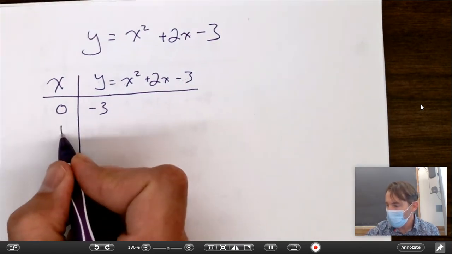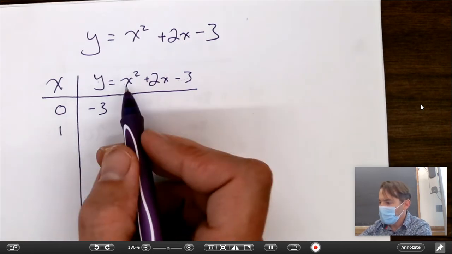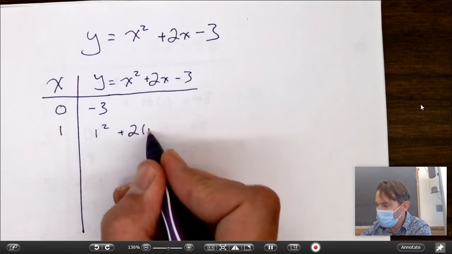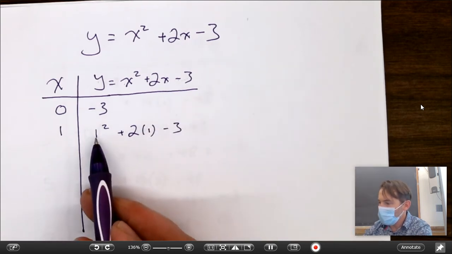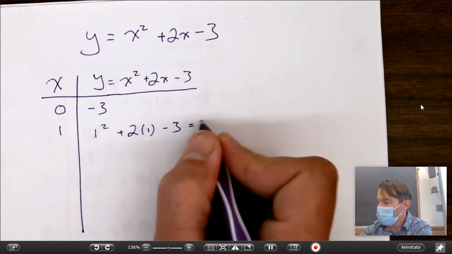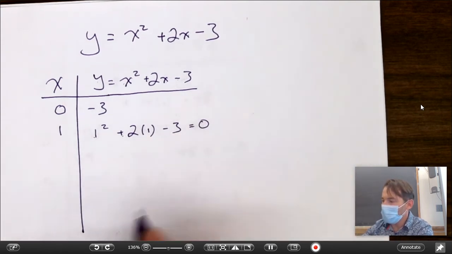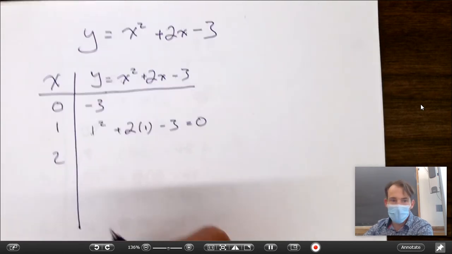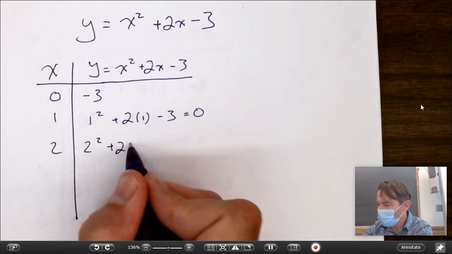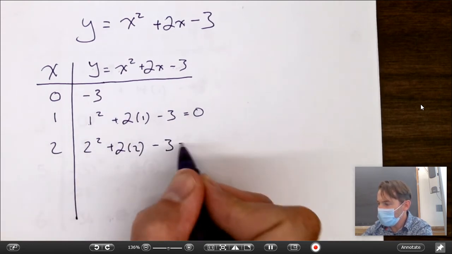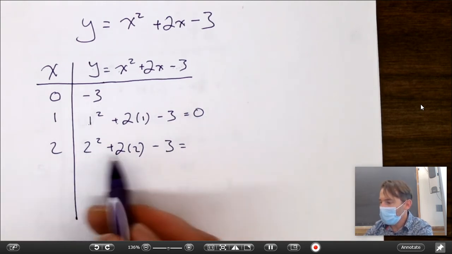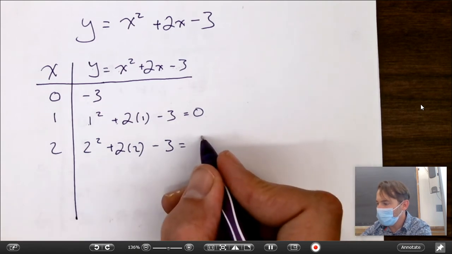Now let's check x is 1. 1 is also easy to find. This would be x squared is 1 squared plus 2 times 1 minus 3. There is a 0. 1 plus 2 minus 3 is equal to 0. So there, that's another point that I can plot. Let's take a look at x is 2. Okay? So there I would have 2 squared plus 2 times 2 minus 3 is equal to 4 plus 4 minus 3. So that's 4 plus 4 is 8, minus 3 is 5.